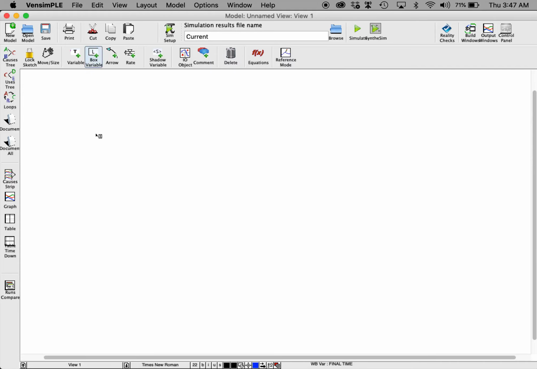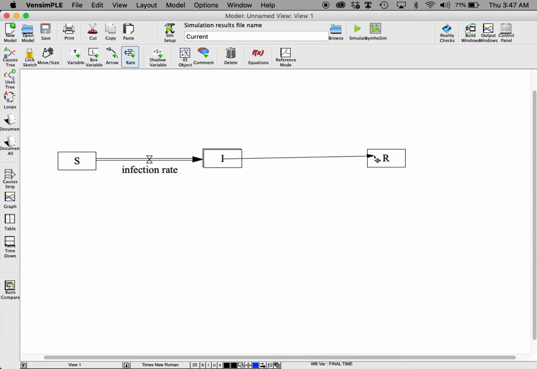In Vensim PLE, we select a level variable or box variable and put in a level S for susceptible, another level I for infected, and a third level R for recovered. We then choose a rate variable or a flow variable, click, click, and we call this infection rate. Again, click and click for a rate variable, recovery rate.